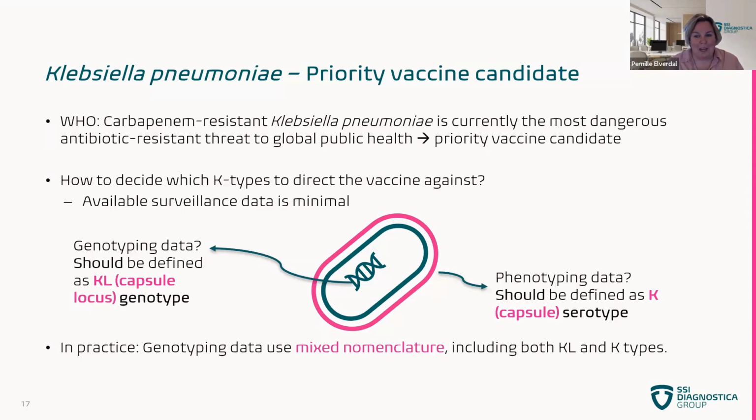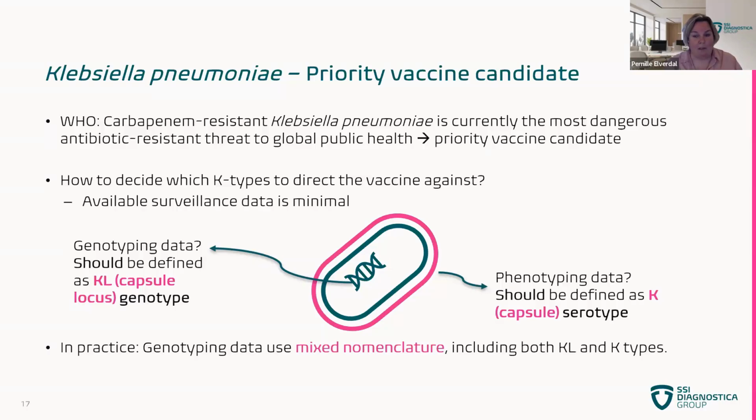But how to decide which K types to direct your vaccines against? That's hard because the available surveillance data are minimal. If you look at the genotypic data, these should be defined as capsular locus, with KL for genotype. The bacteria was detected with genotypic methods. And the phenotypic data should be defined with K as capsular for the serotype.